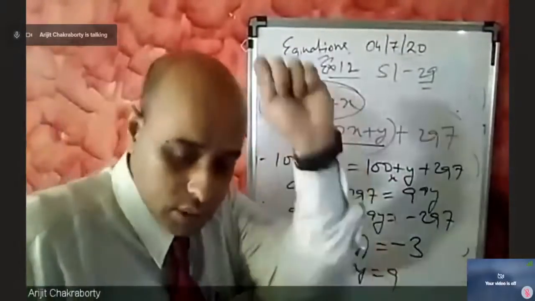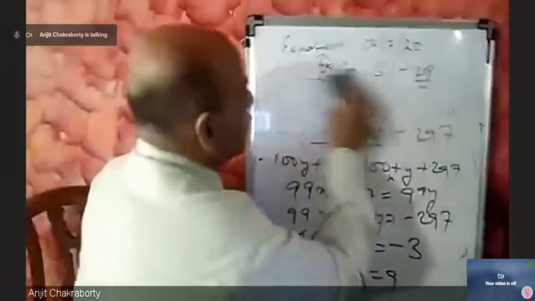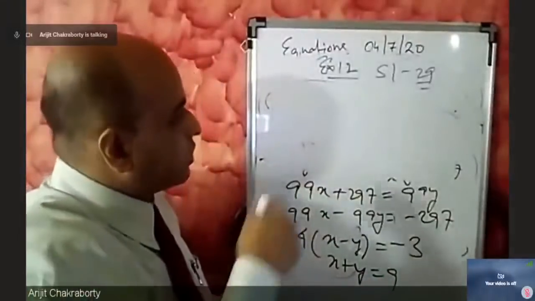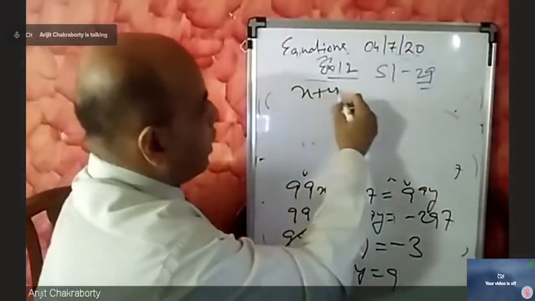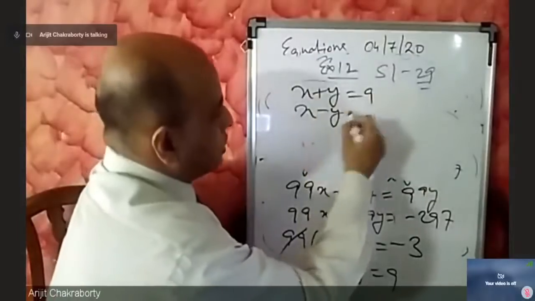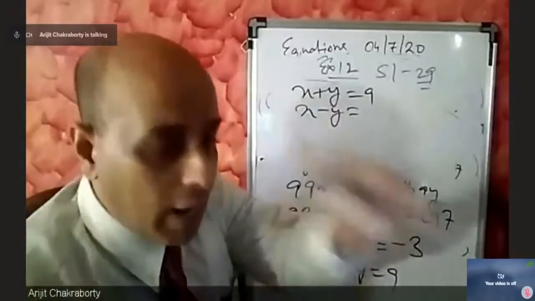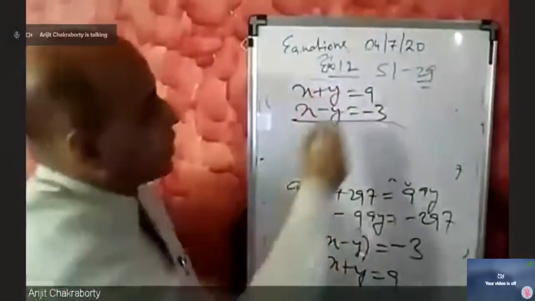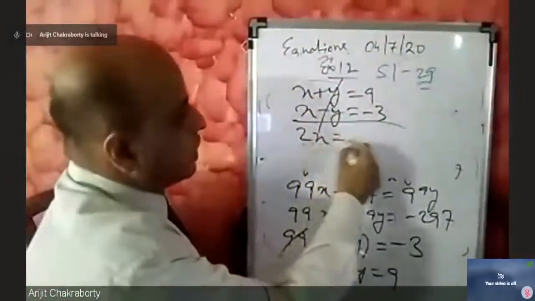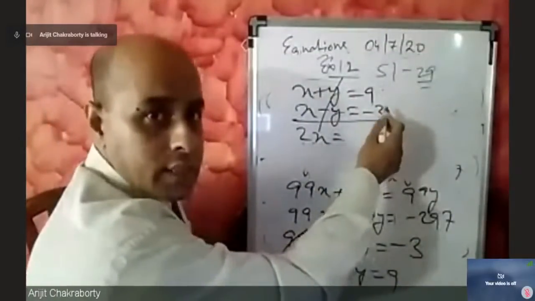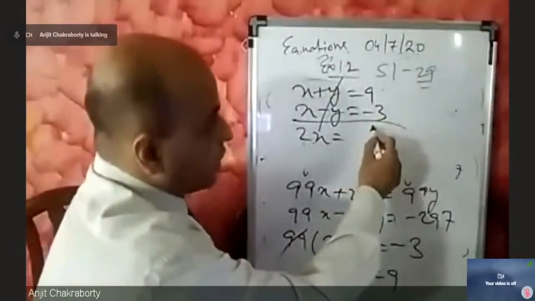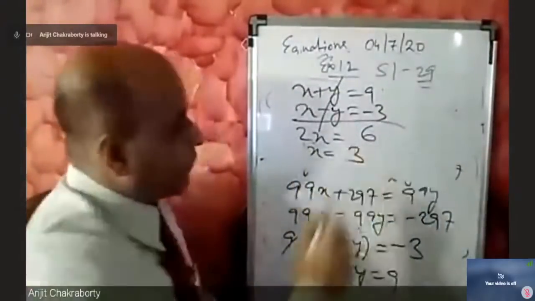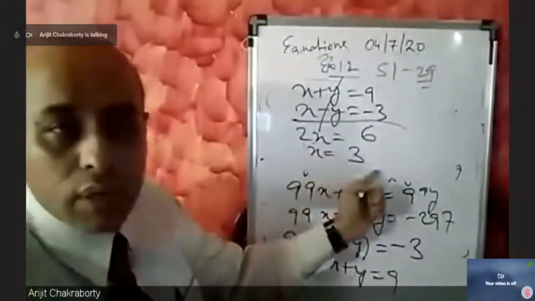So let us solve these two equations. I am just bringing it here. This is also one of the toughest numericals. So we have x plus y is 9 and x minus y is equal to minus 3. If you just add them, we get 2x is equal to 9 plus minus 3, which is 6. So 2x is 6, so x is equal to 3.